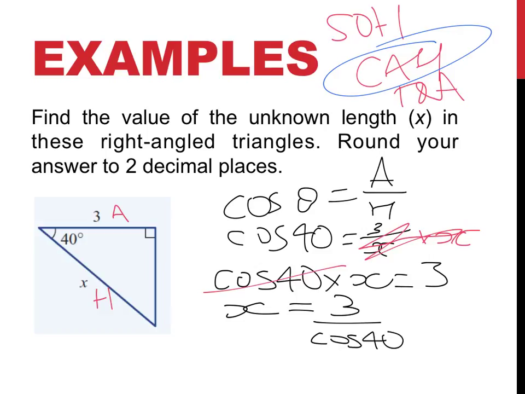Okay, and that one, to 2 decimal places, 3 divided by cos 40, 3.916. So that becomes x equals 3.92. Because remember, if you put it into the calculator, it's 3.9162. You have to make sure that you round that one up because that 6 is above 5.